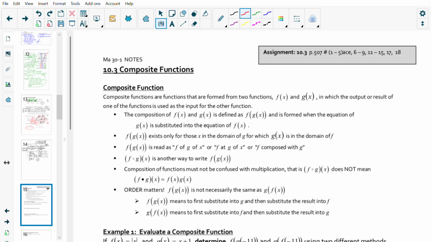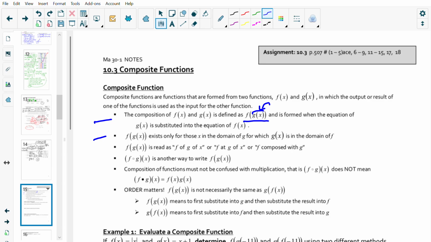The composition of f of x and g of x is defined as f of g of x. So see how g of x is nested inside the f of x function, and is formed when the equation of g of x is substituted into the equation of f of x. F of g of x exists only for those x in the domain of g for which g of x is in the domain of f.